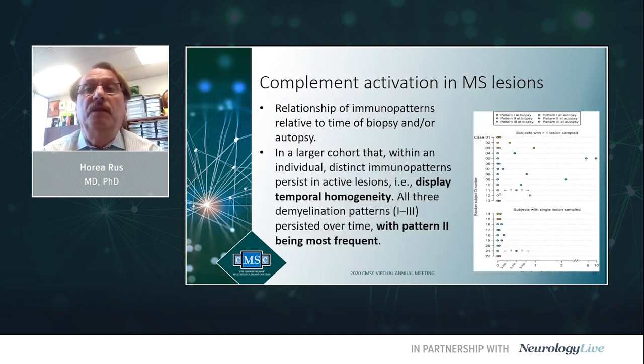This study was done extensively in 22 patients, and in all these patients, with one exception, the demyelination patterns persisted over time, with pattern 2 being the most frequent pattern of demyelination seen. And this suggests the presence of temporal homogeneity in patients. As I mentioned, it means that this pattern persists over time.